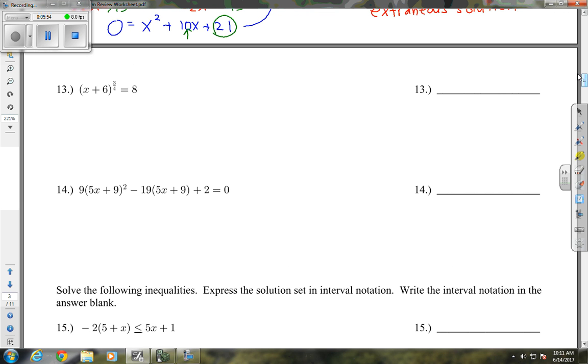All right, let's move on to problem 13. Problem 13 is called a rational exponent equation. That means there's a fraction in the exponent position.